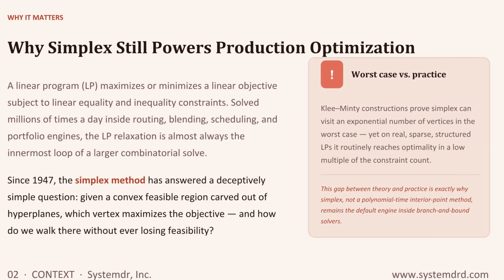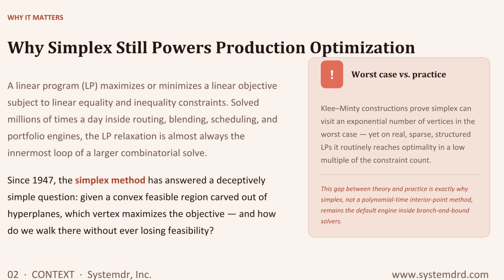A linear program, an LP, maximizes or minimizes a linear objective, subject to linear equality and inequality constraints. That sounds abstract, but LP relaxations run inside routing, blending, portfolio, and crew scheduling systems, often millions of times a day. In most real optimization stacks, the LP solve is the innermost loop of a much larger combinatorial problem. Since 1947, the Simplex method has answered a deceptively simple question. Given a convex feasible region carved out of hyperplanes, which vertex maximizes the objective? And how do we walk there without ever losing feasibility?